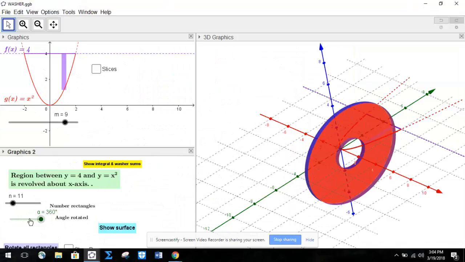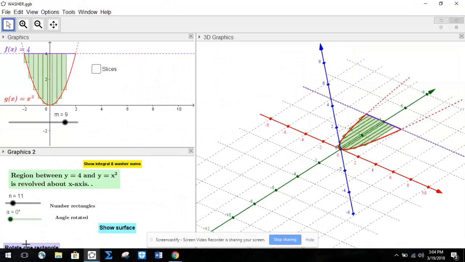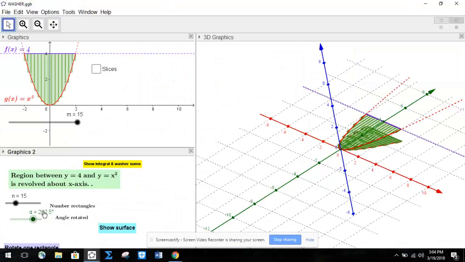Now, what I'm going to do is go back here and show you what happens when I rotate a whole lot of rectangles. Let's see if I can make a lot more. And then move that all over. Okay, now look over to the right. When you rotate this whole thing around, you get this shape.